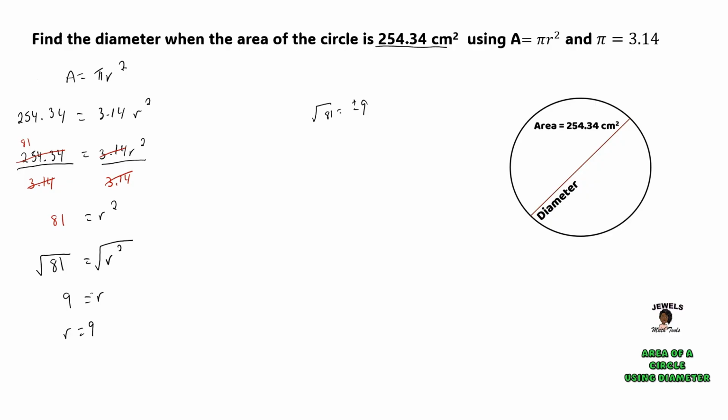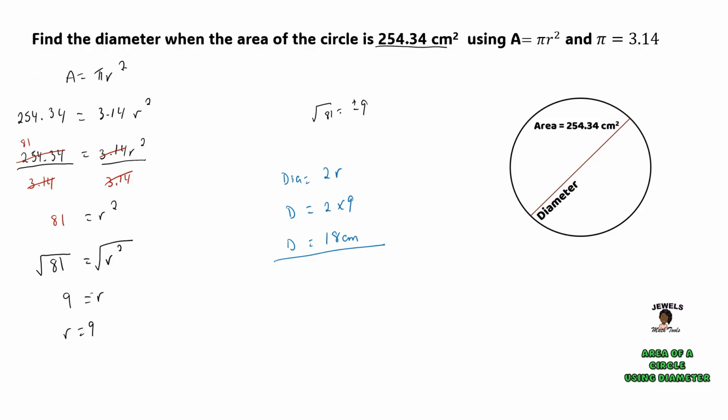Now remember that for this question, you were asked to find the diameter. And remember that with the diameter, this measures twice the length of our radius. So the diameter is always equal to 2 times whatever your radius is. And in this case, our radius is equal to 9. So we're going to multiply 2 times 9. And our diameter will equal 18 centimeters. So that will be the length of our diameter.